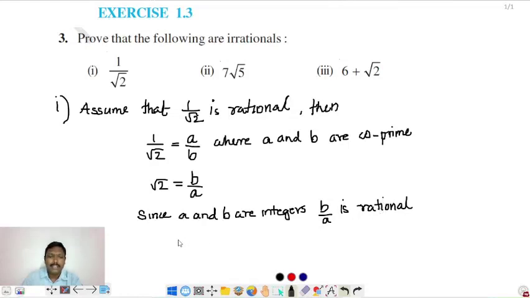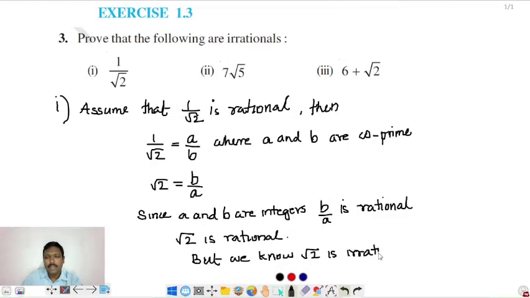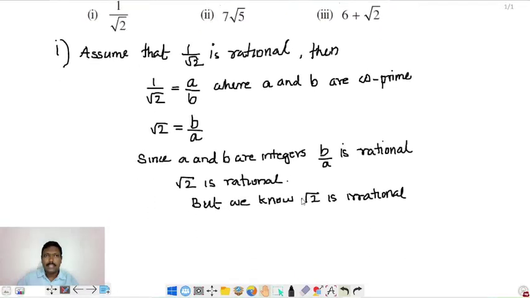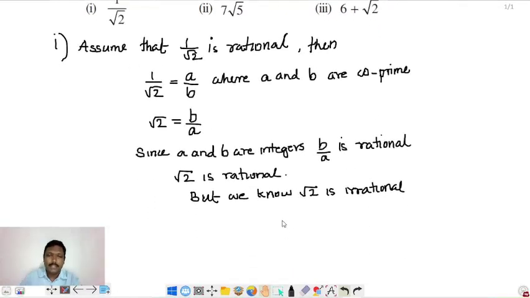Therefore we can say root 2 is rational. But we know root 2 is irrational. That means root 2 is an irrational number.